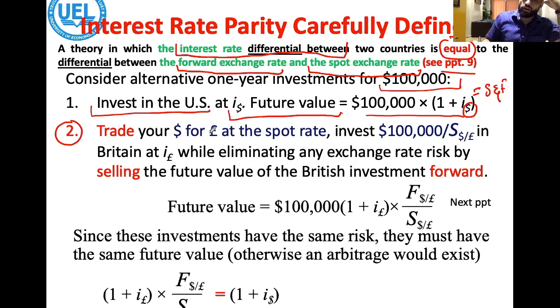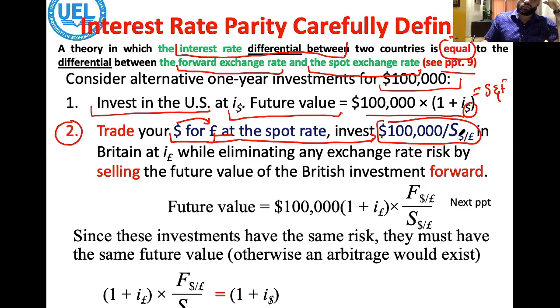Trade your dollars for pounds at the spot rate. What does it mean? You convert your dollars into pounds at whatever the market rate is. Spot rate means whatever is the market price. So we are converting dollars into pounds: the dollar amount is 100,000 and you divide it by the spot rate, which is dollars per pound. So 1 pound equals this many dollars. This is your indirect quotation, so we are dividing 1 by the direct quotation, because the sign is dollar divided by pounds.